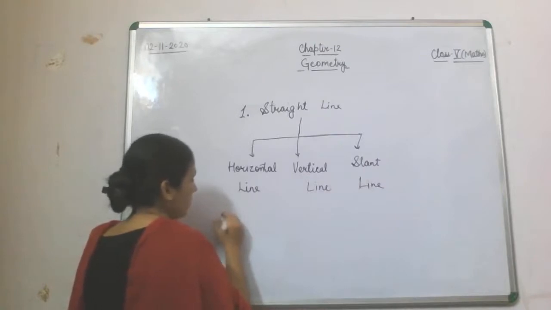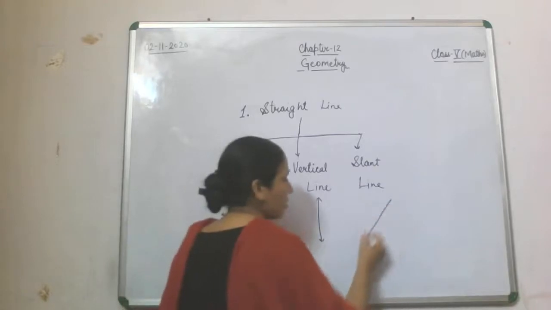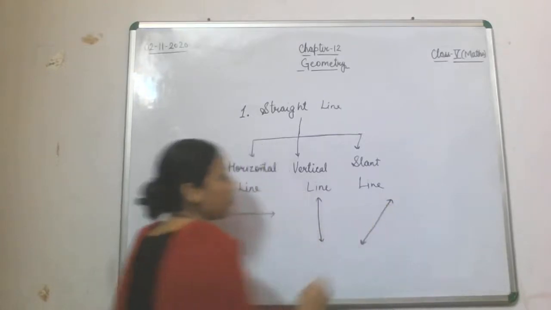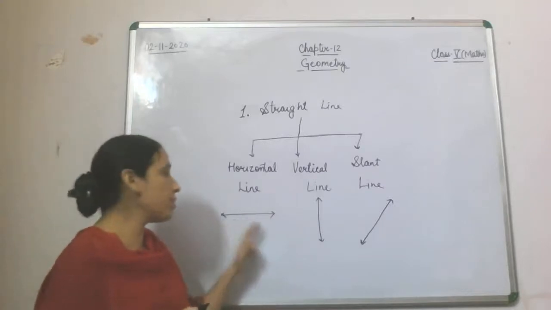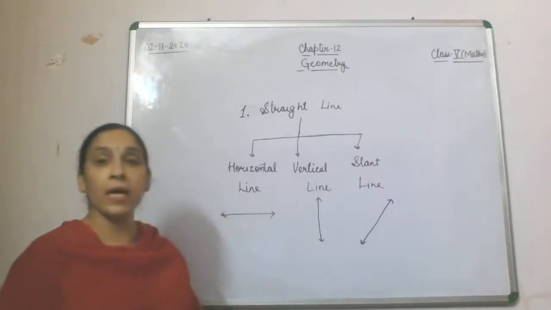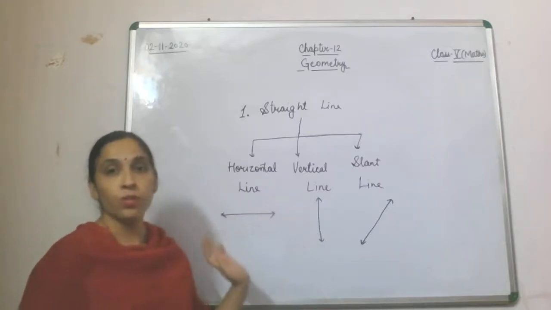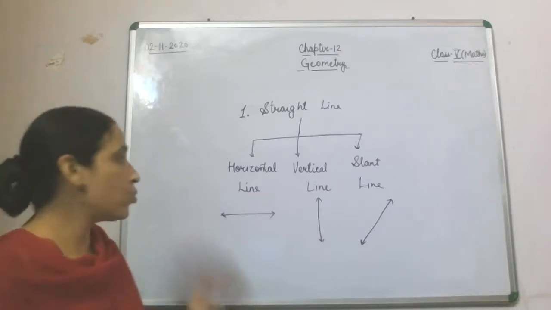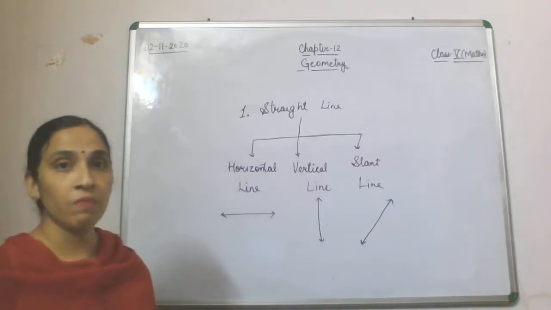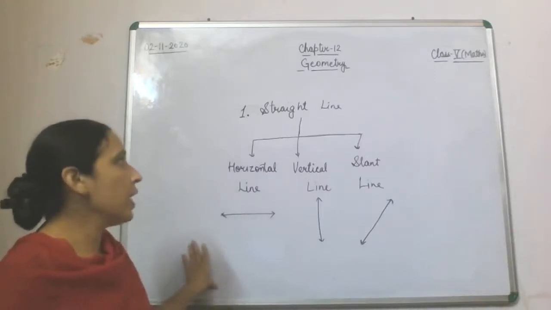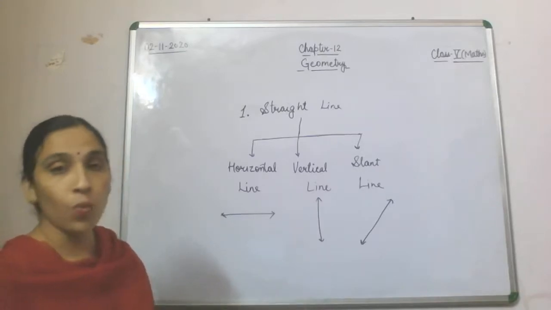Now what is this? This is a horizontal line, this is a vertical line, and this is your slant line. Properties are the same in this also. In horizontal also it can be extended from both the sides. It has no length. Vertical line, this also can be extended from both the sides but has no endpoint. Slant line also. The concept is the same in all. So straight line, horizontal, vertical and slant line we have done.